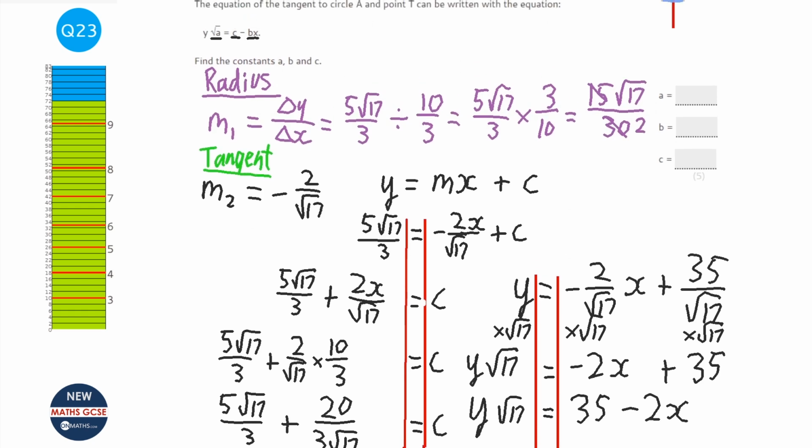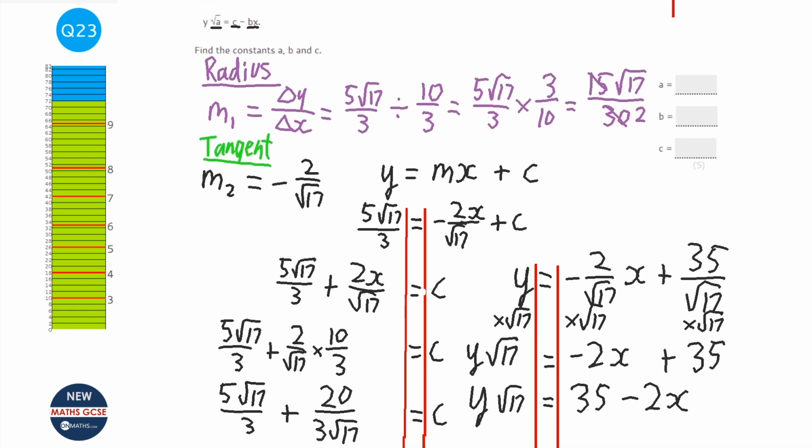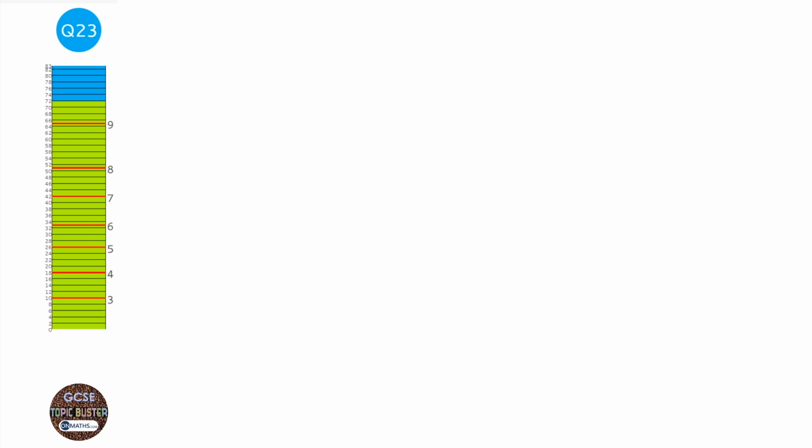So looking back at the question, a will be what's in the root, which will be 17. c will be the number on its own, which is 35. And b will be the coefficient of the x. Now, technically, because it's got a minus in there, b is 2. But in the exam, I can imagine that if you wrote minus 2, it depends really. Technically b should be positive 2 because it has a minus in this bit here, but if you've got this far, I think it would be harsh to take away marks for that.